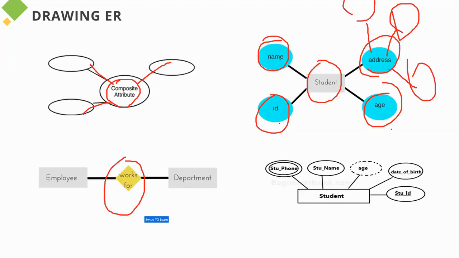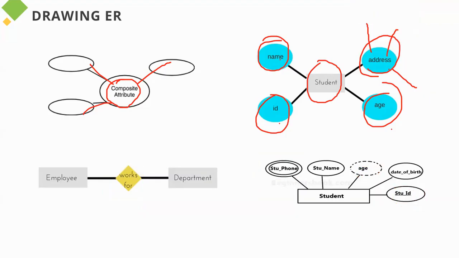And you know how a relationship is used in the rhombus shape. And here if you see, age and student ID are given underlined, and this is student phone, a multi-valued attribute, so it's given in a double oval. Student ID is a unique primary key, so it's underlined. So these are the representations of how to draw the ER diagram.